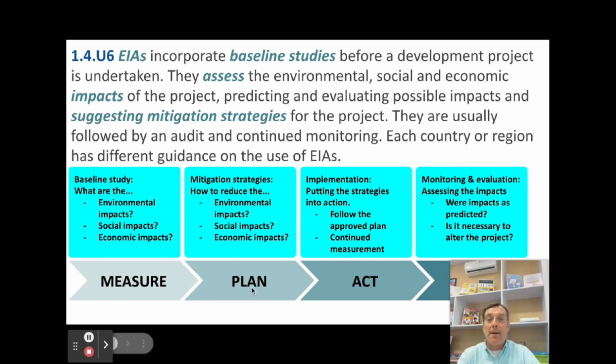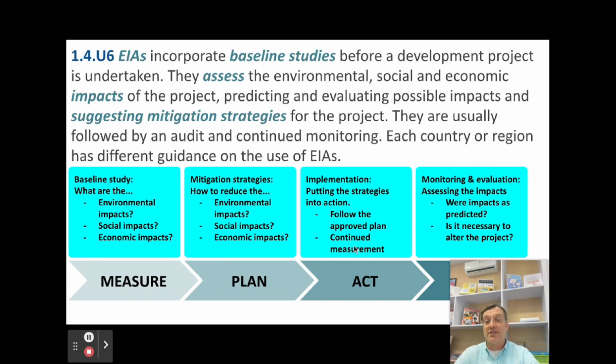Then we start planning. If we want to go ahead with a project like a dam or a major road or some other type of big infrastructure project, we know that it's going to have environmental impacts. We know that it's going to have social impacts. We know that it's going to have economic impacts. Well, how do we reduce the environmental impacts? How do we make it so that the social or economic impacts are beneficial to a majority of the people? Then, assuming we've come up with a good plan, we implement the plan, saying, here's the plan that's been approved.